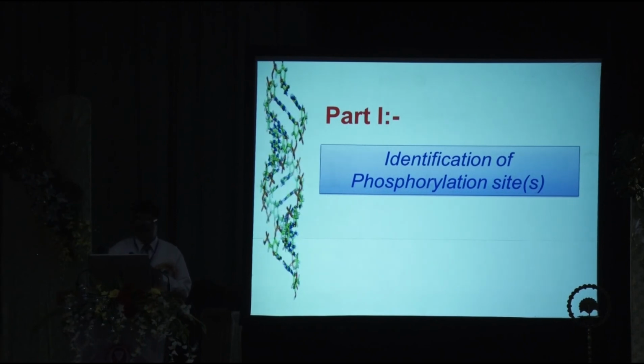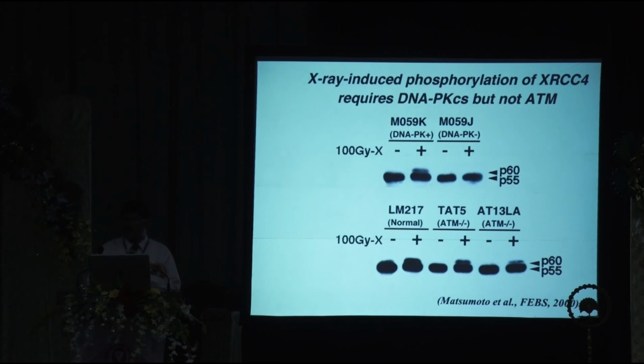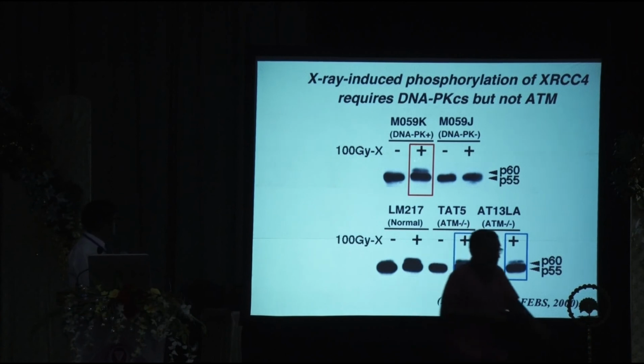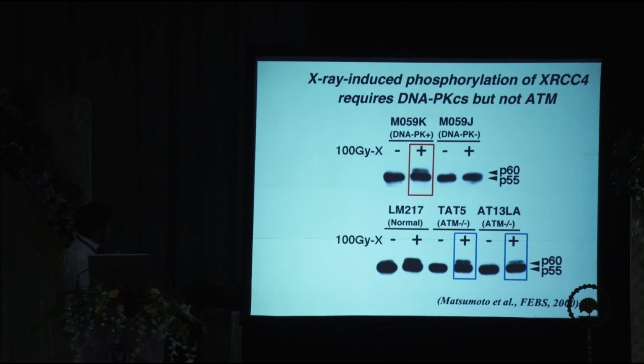So in part first, we identified many phosphorylation sites in the XRCC4 protein. How do we know that XRCC4 is really phosphorylated by DNA-PK? In the year 2000, our laboratory found that XRCC4 is phosphorylated with 100 gray X-ray radiation. We can see a phosphorylated band here in the case of M059K cells.